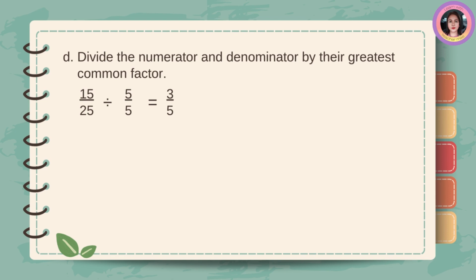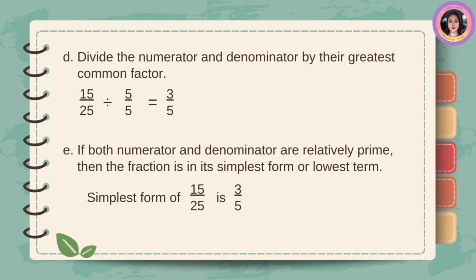Divide the numerator and denominator by their greatest common factor. 15/25 divided by 5. 15 divided by 5 is 3. 25 divided by 5 is 5. The answer is 3/5. If both numerator and denominator are relatively prime, then the fraction is in its simplest form or lowest term. The simplest form of 15/25 is 3/5.